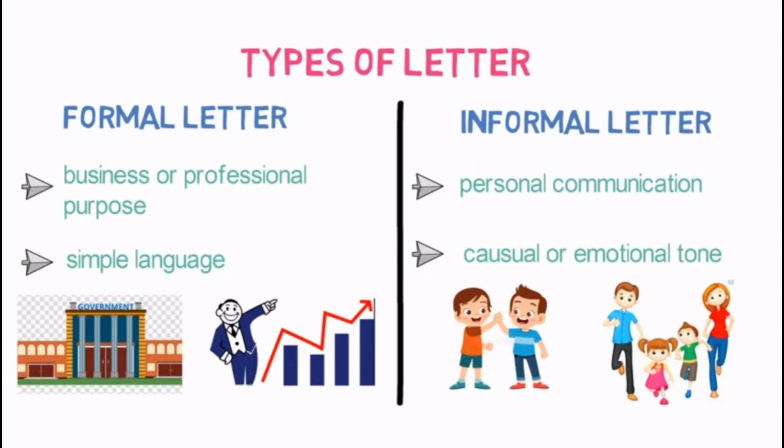A formal letter is otherwise called a business or a professional letter, which is used for business or professional purposes. It is written in a simple language. On the other hand, an informal letter is used for personal communication. So it's otherwise called a personal letter, and the language is usually casual and emotional.